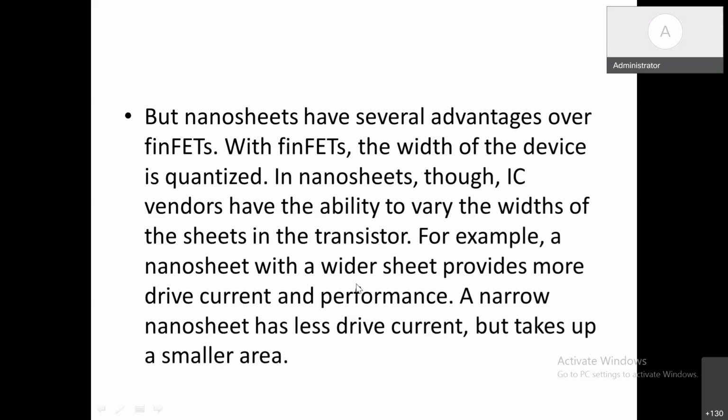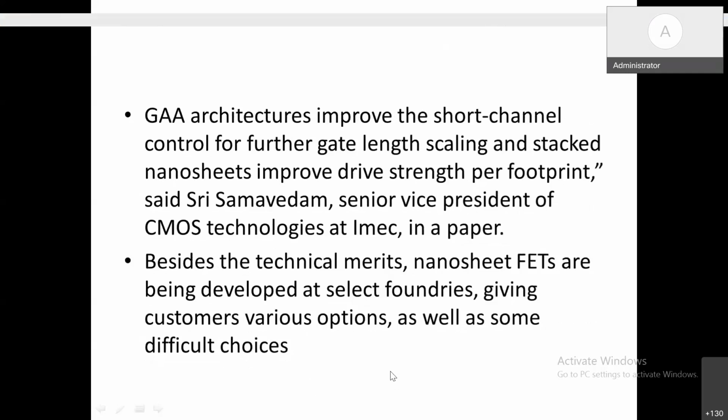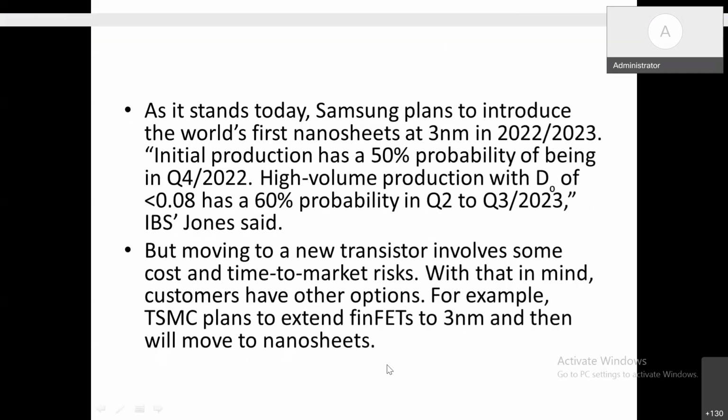Whether to go in for a nanosheet with a wider sheet or a narrow sheet, again they have a compromise. When we use a wider nanosheet, it provides more drive current and performance. But when I use a narrow nanosheet, it has less drive current, but it takes up a small area. It's again a trade-off. Smaller area, less drive current. Wider area, larger drive current, but cost is also increasing. So this is again comments on the GAA.